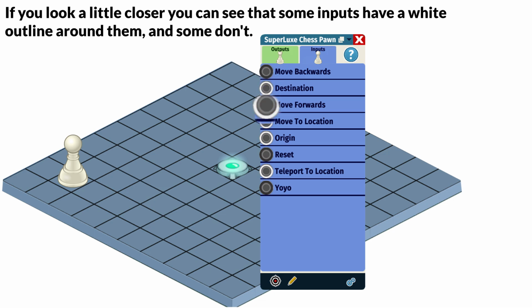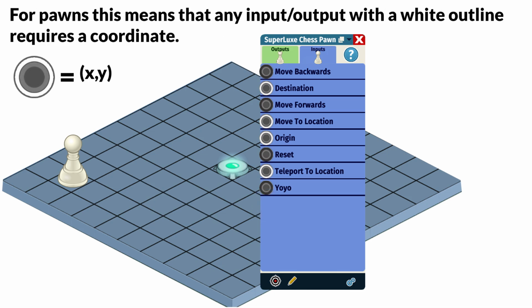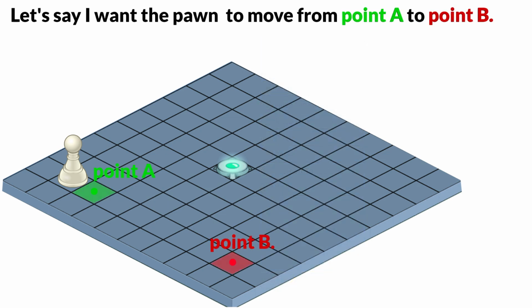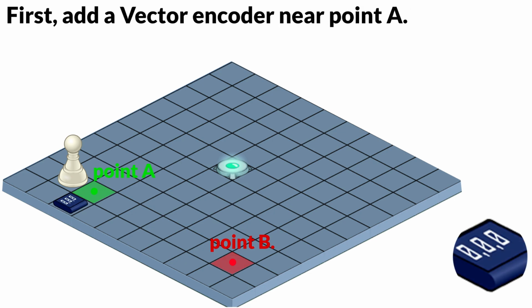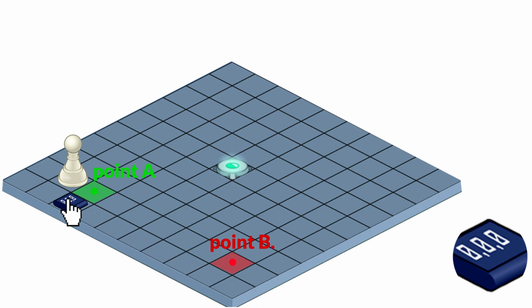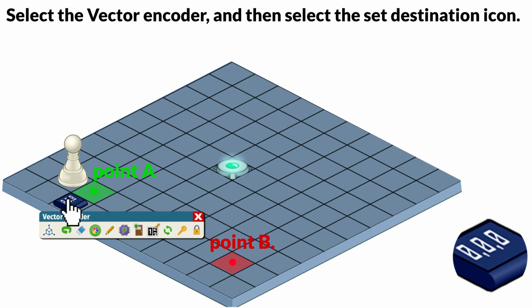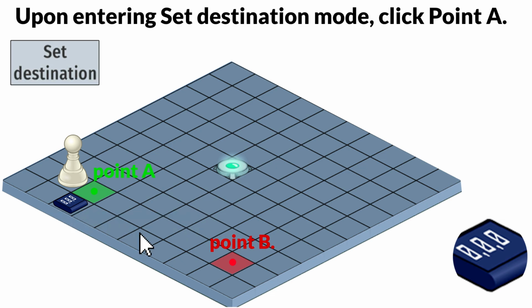If you look a little closer, you can see that some inputs have a white outline around them, and some don't. For pawns, this means that any input/output with a white outline requires a coordinate. Let's say I want the pawn to move from point A to point B. First, add a vector encoder near point A. Select the vector encoder, and then select the Set Destination icon. Upon entering Set Destination mode, click point A.